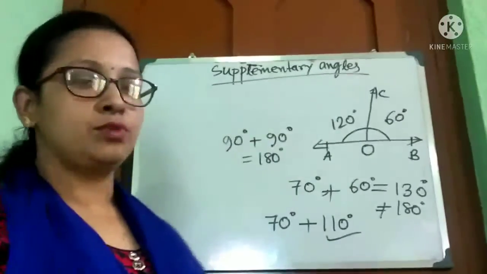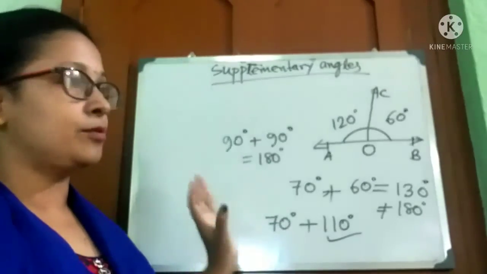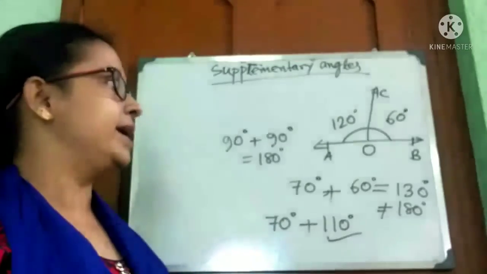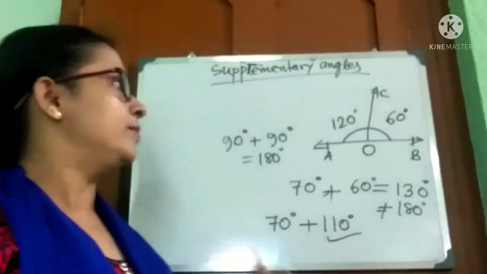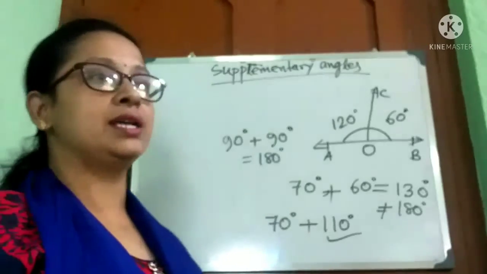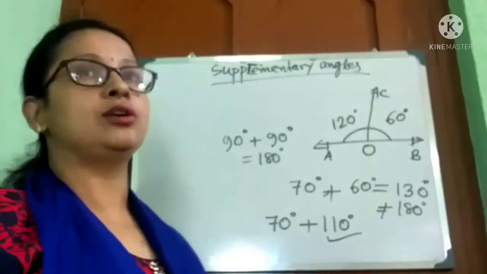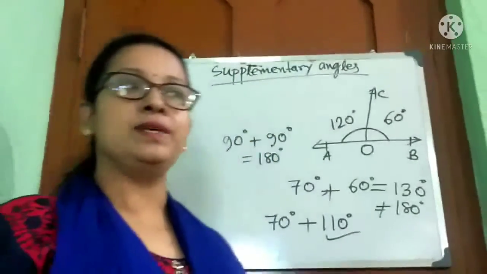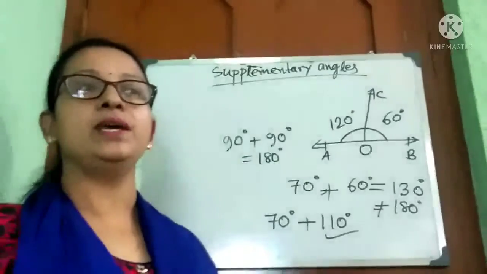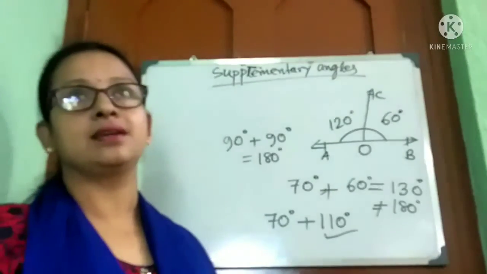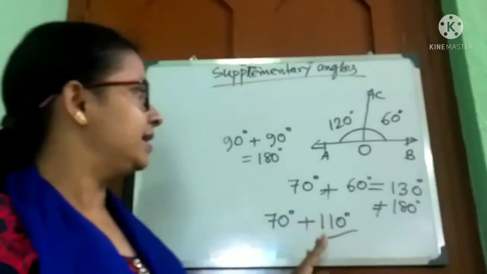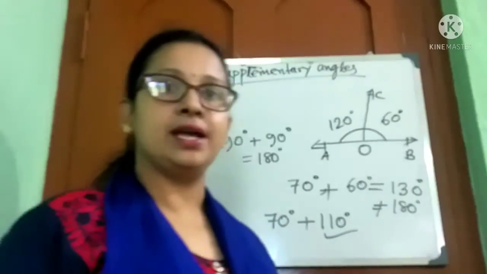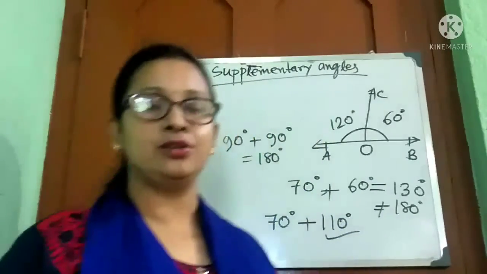From this we can conclude that for any two angles, if their sum is 180 degrees, then one angle is the supplement of the other, and if one is acute, the other will be obtuse. Two obtuse angles cannot be supplementary and two acute angles cannot be supplementary, but two right angles can be. So students, I think you have understood supplementary angles and complementary angles.